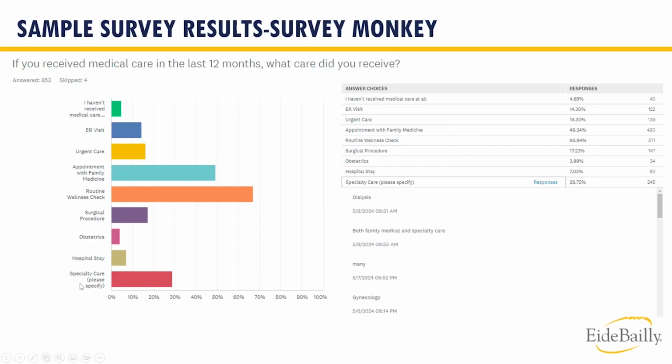I gave an example here where specialty care, it says, please specify. So this would be where people wrote in answers. So you would get a long list, in this case, 245 responses that then need to be read through and analyzed. So I would just keep that in mind if you're going to use a survey and develop those tools, that using a tool like SurveyMonkey can really save a lot of time.